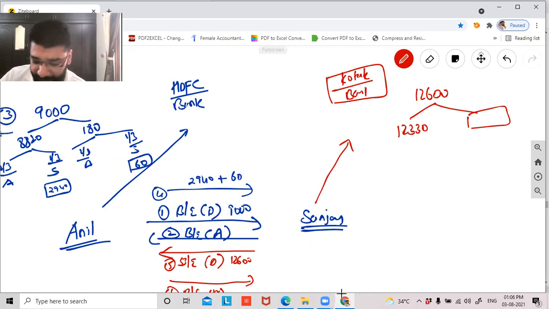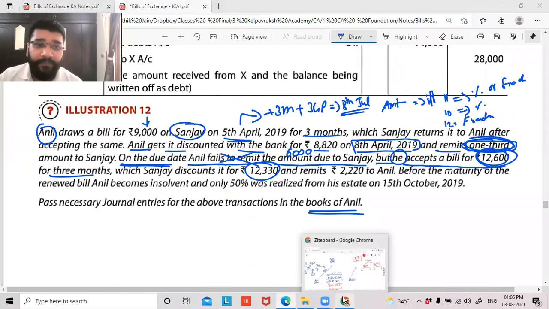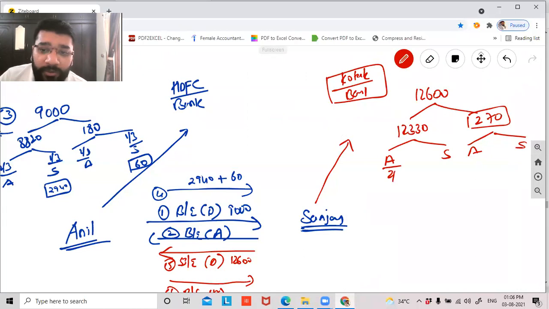What is the difference, guys? 270. Now tell me, guys, in what ratio this amount will be split between Anil and Sanjay? In what ratio? Can I say the ratio which was split earlier in the first bill? Yes, sir. So Anil will take 2/3, Sanjay will take 1/3.